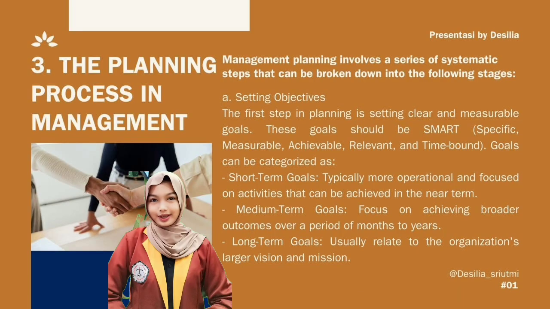3. The planning process in management. Management planning involves a series of systematic steps that can be broken down into the following stages. A. Setting objectives. The first step in planning is setting clear and measurable goals. These goals should be SMART: specific, measurable, achievable, relevant, and time-bound.